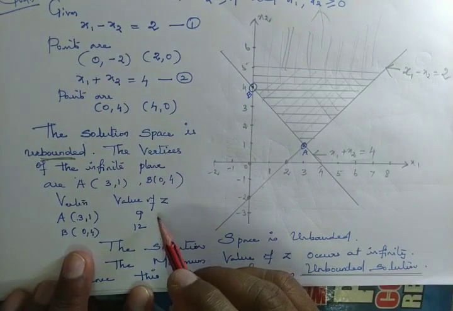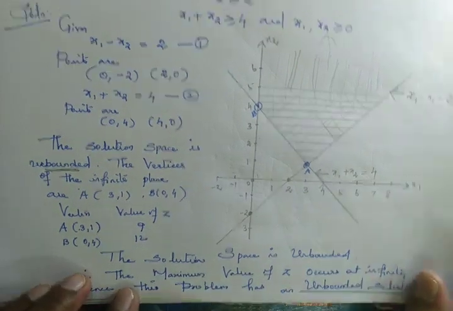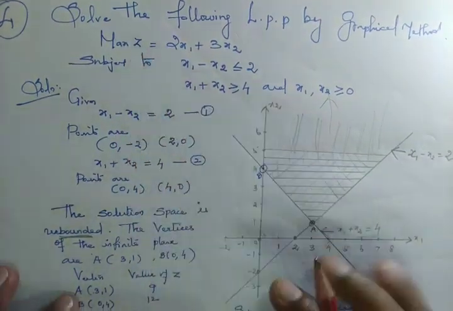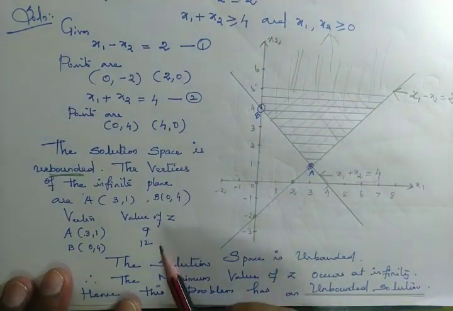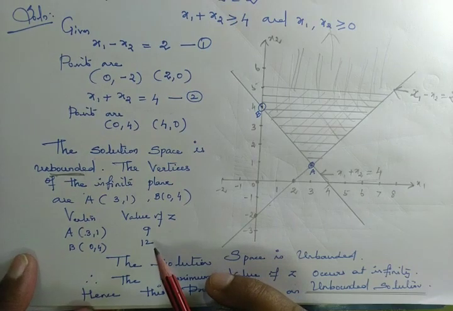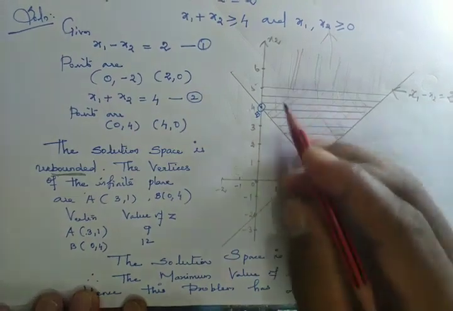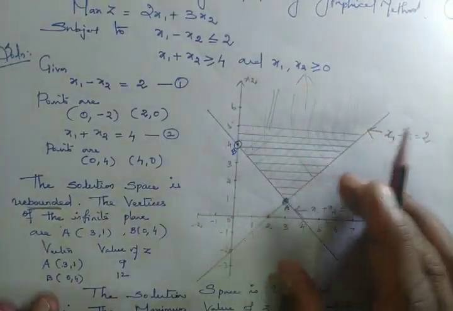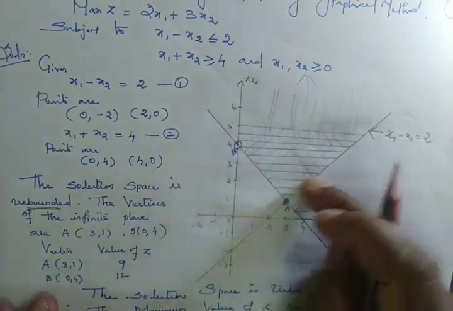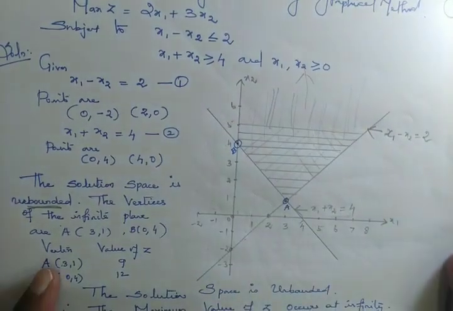If we substitute these in Z, we get the values 9 and 12. But we can't say that this is the maximum value of Z. We need only the maximum value. At the time of substituting A and B in Z, we get two values, 9 and 12. But we can't say that 12 is the maximum value or 9 is the minimum value, because the feasible region, the solution space, exists, but we can find only the lower bound. There is no upper bound, there is no boundary to this given LPP problem.